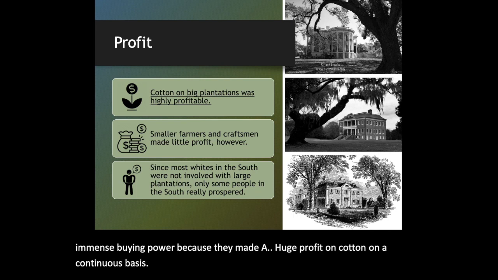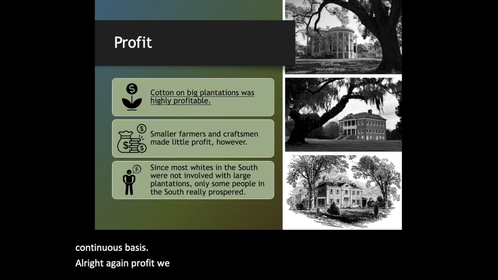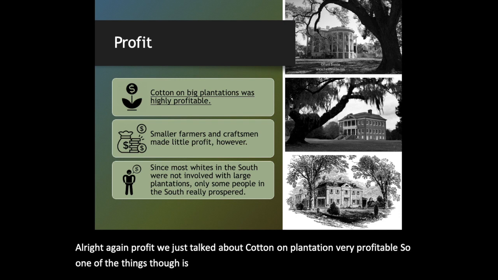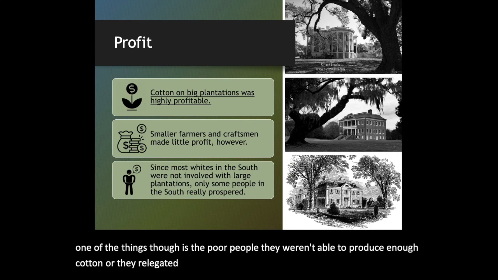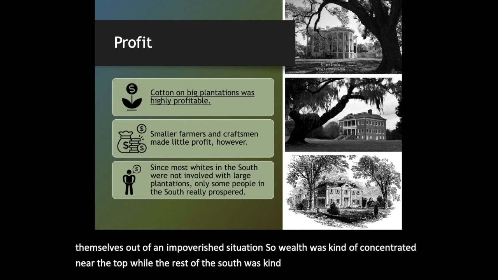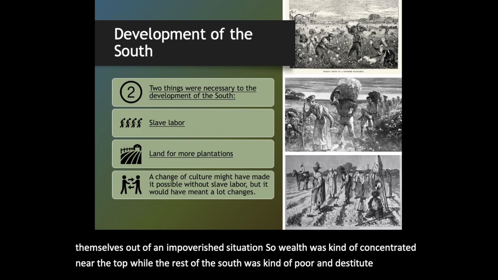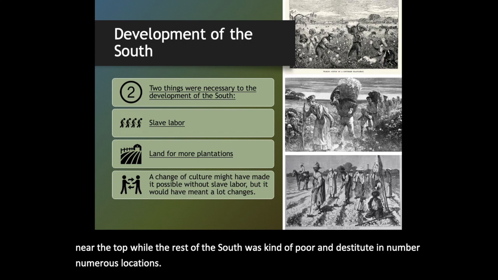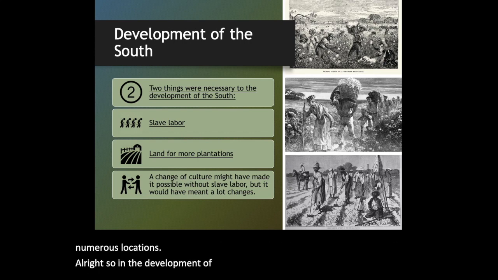All right, again, profit, we just talked about. Cotton on plantation, very profitable. So one of the things, though, is the poor people, they weren't able to produce enough cotton, or they were relegated to growing other crops, and they were not able to get themselves out of an impoverished situation. So wealth was kind of concentrated near the top, while the rest of the South was kind of poor and destitute in numerous locations.